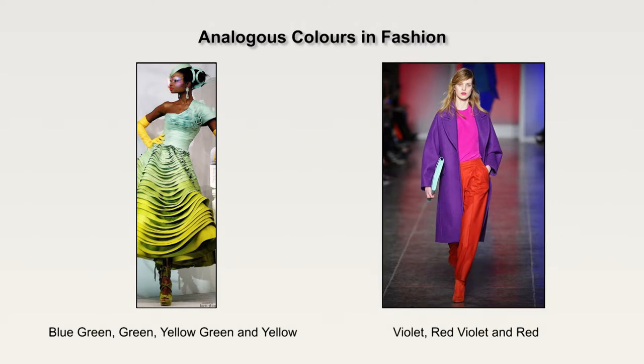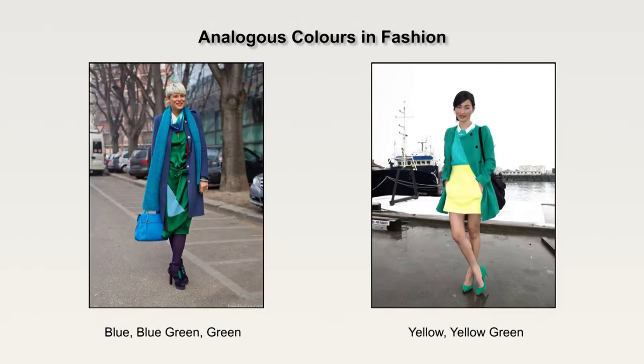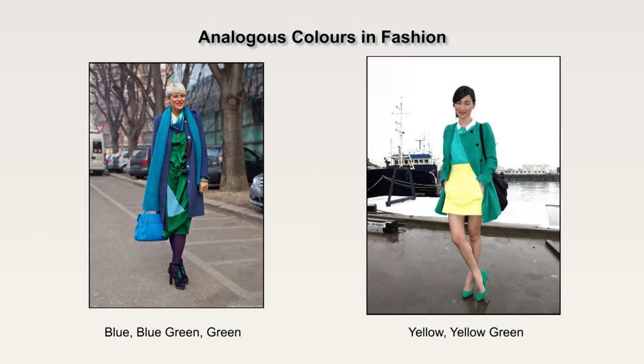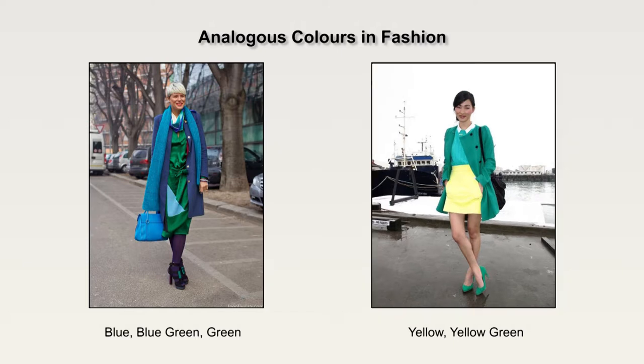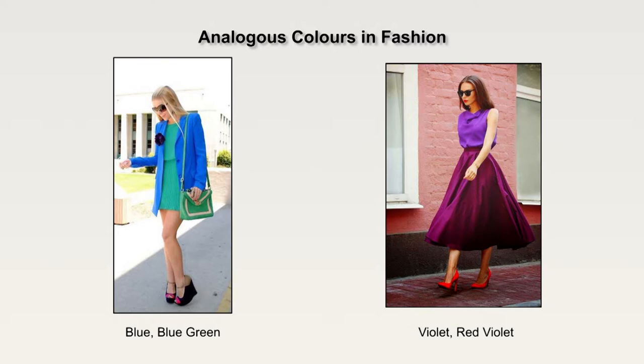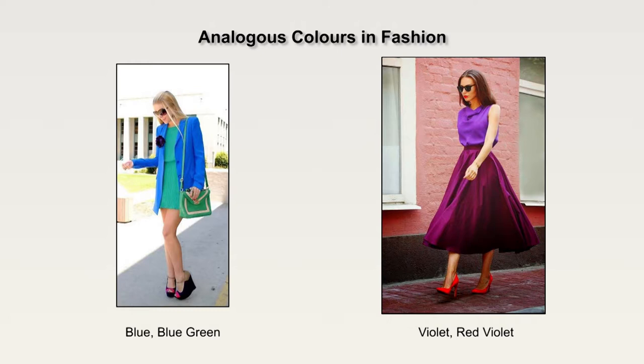While we talk about each image as an example, it would be easy to understand if you can keep the color wheel by your side for reference. The image on the left has blue, blue-green, and green. The image on the right has yellow, yellow-green, and green. Blue and blue-green are the major colors used in this outfit. Violet and red violet have been used in the ensemble on the right.